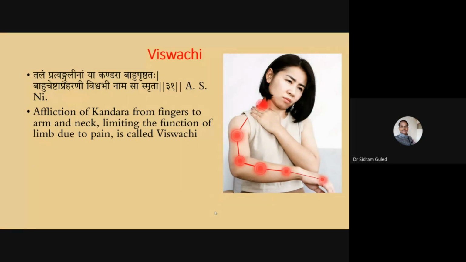There is also Viswachi, which is caused by diseases happening in the Griva Bhaga. Talam Pratyangulinam Ya Kandara Bahu Prishthatah Bahu Cheshta Prahareni Vishwachi Nama Sa Smritah. The same Kandara is called Viswachi if it is causing pain from the back of the neck to the bahu and even the anguli of the hands. That pain is called Viswachi.